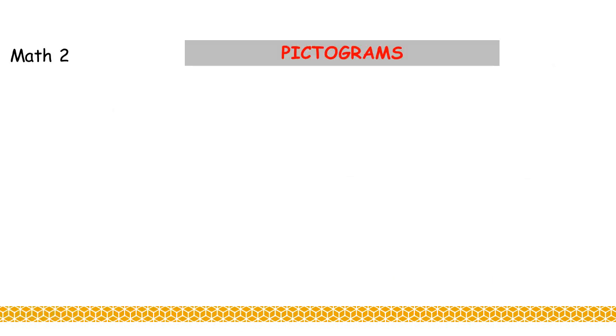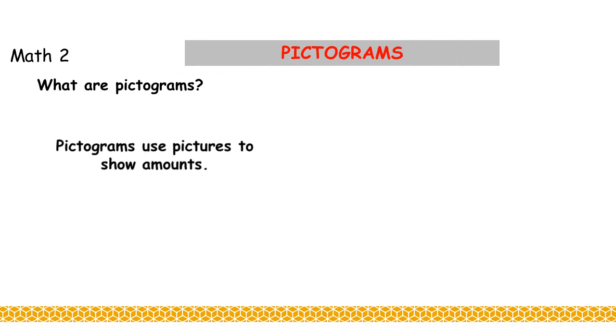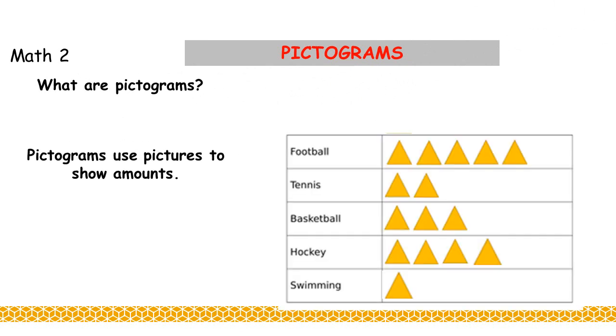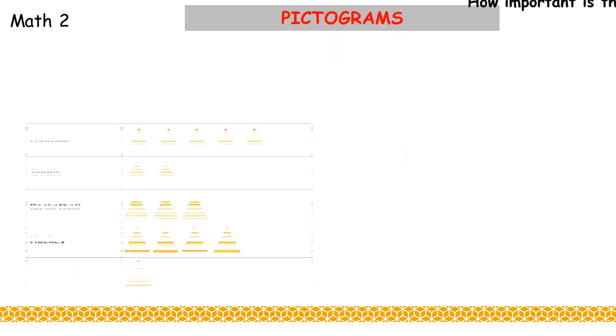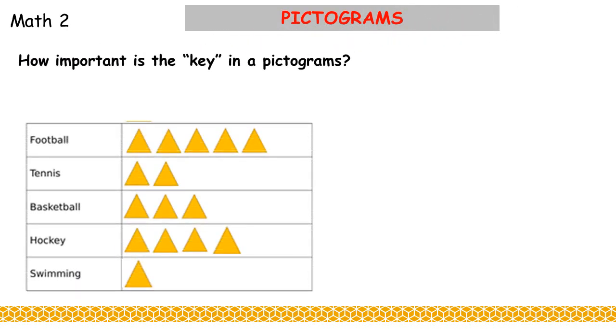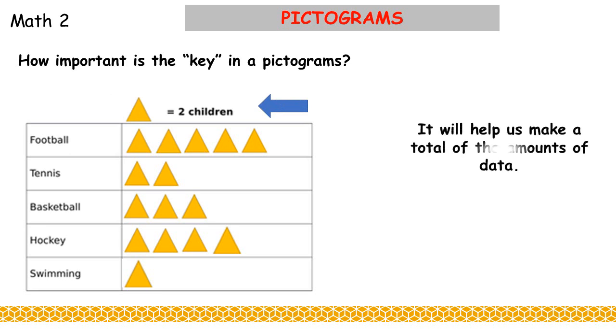Let's have a review on pictograms. What are pictograms? Pictograms are pictures to show amounts. But if we look at this chart, will we understand what it meant? To understand a pictogram, we need to consider the key. The key is the one that's giving us the equivalent of the symbol. It will help us to make a total of the amounts of the data.